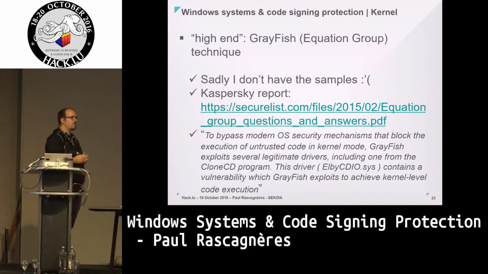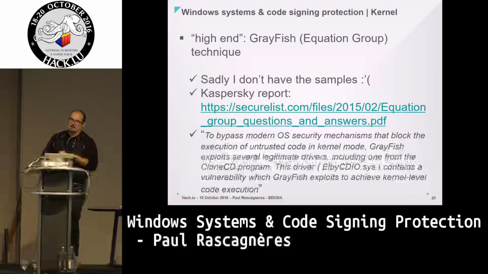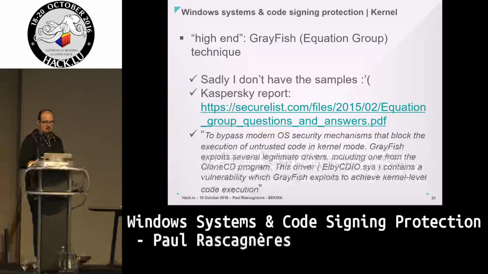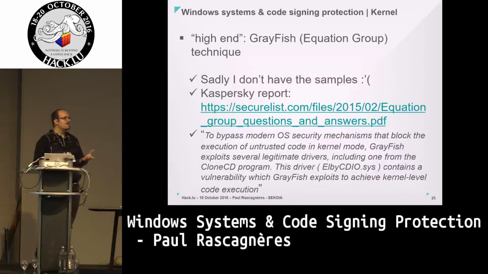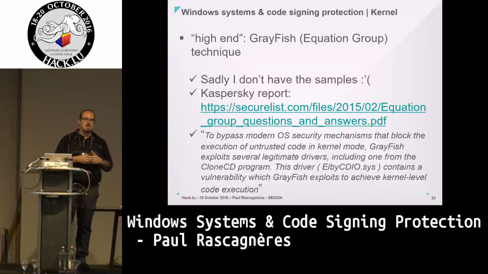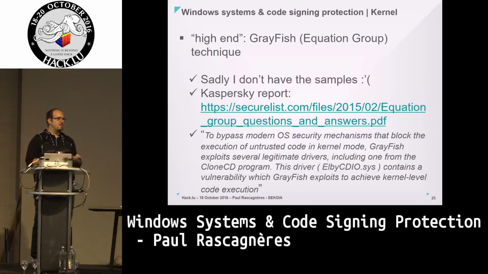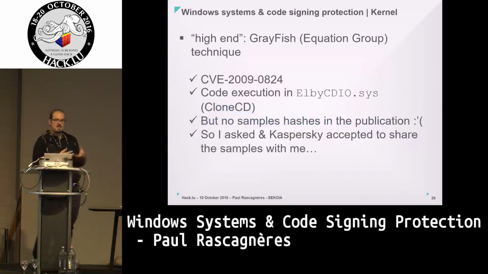Another case concerning rootkits on modern systems is Greyfish, theoretically developed by Equation Group people. But sadly, I don't have the samples. I only have the Kaspersky report mentioned here, and it says that to bypass modern OS security mechanisms, Greyfish exploits several legitimate drivers, including one from Clone CD, lb-cd.io.sys, etc., to achieve kernel-level code execution. For me, it sounds really similar to the previous case. So I think the Equation Group used more or less the same technique. They use a legitimate driver to bypass signatures, but I don't know exactly how they implemented the bypass.